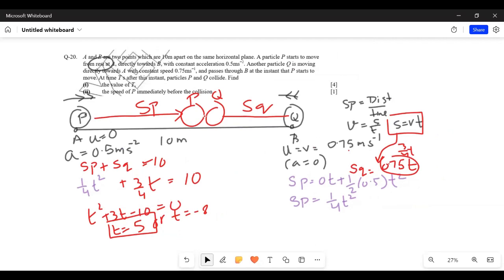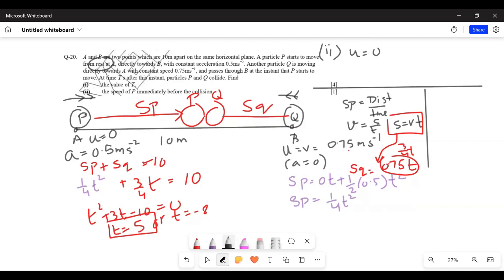So T is 5 right before they collide. And then they're asking for the speed of P immediately before the collision. Okay, so that is going to be, we know that U is 0. Let me do the working here. U is 0. A is 0.5. And we now know T is 5. So V is going to be U plus AT. So that's going to be 0 plus 0.5 times 5. That's going to be 2.5 meters per second.